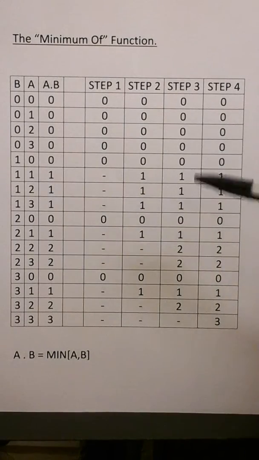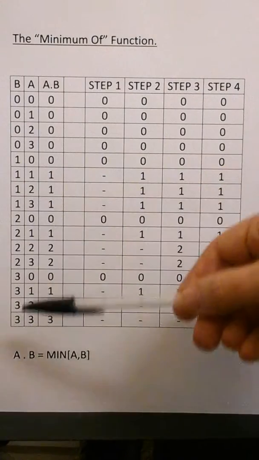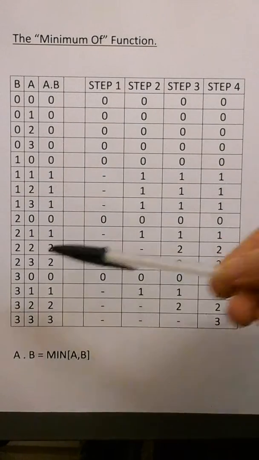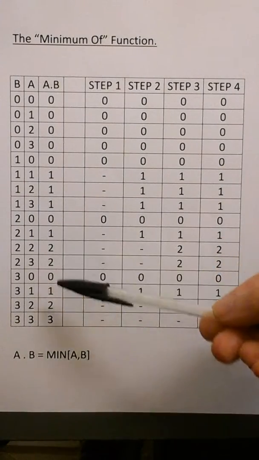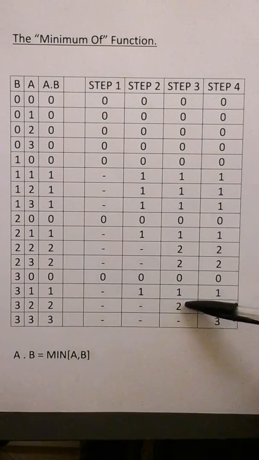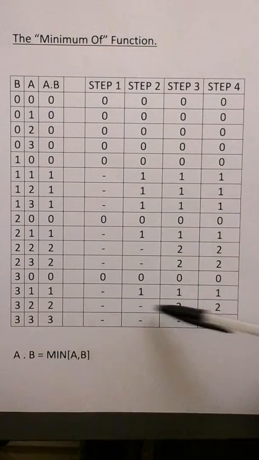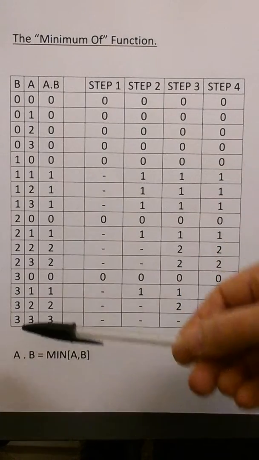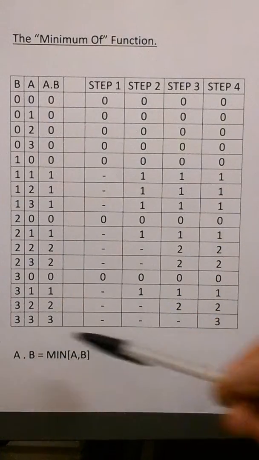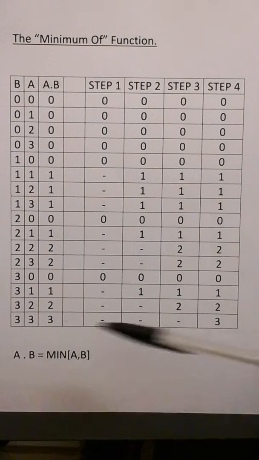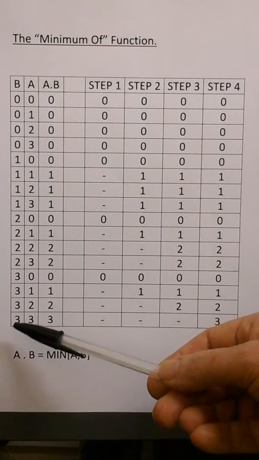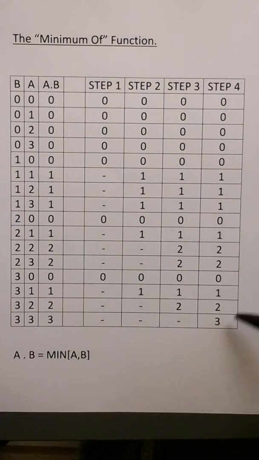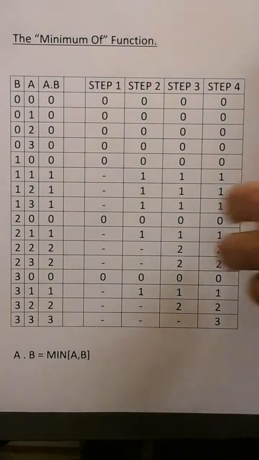Next you take the 2's. You look for a 2 on any of the inputs for the remaining ones. So that would be there and there, a 2 there and a 2 there. And lastly, you look for 3's on any of the inputs and you write it on the output. So there's only one 3, when all inputs are equal to 3. So that's there. Okay, so that's the minimum function.